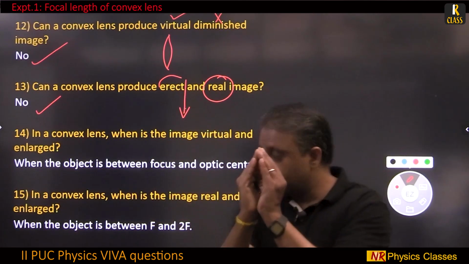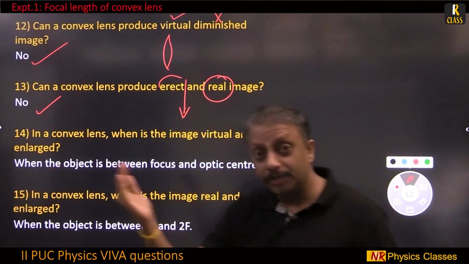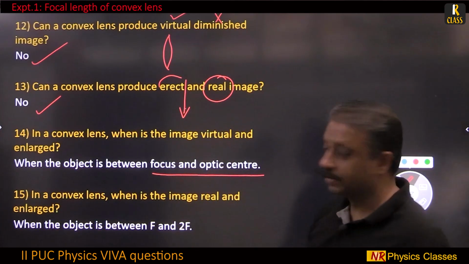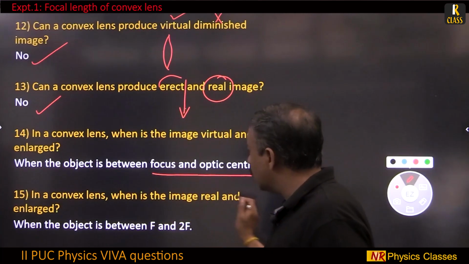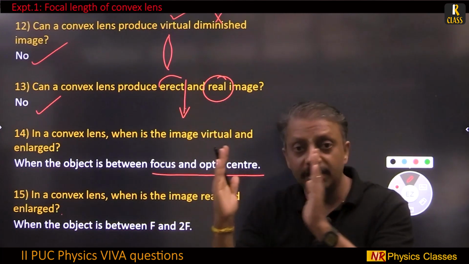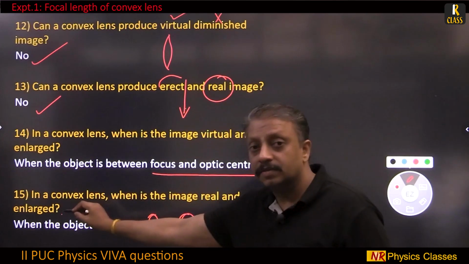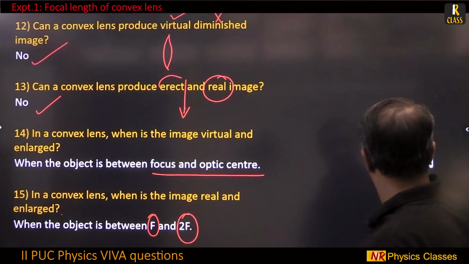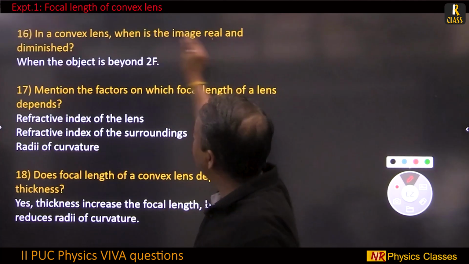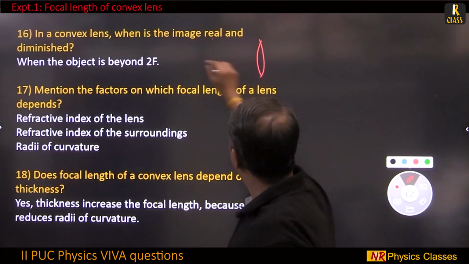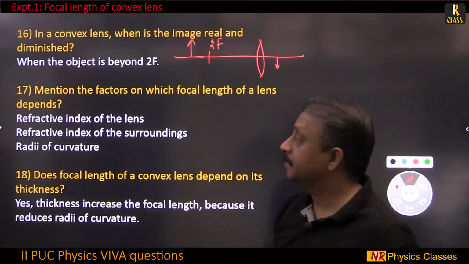In a convex lens, when is the image virtual and enlarged? When object is within the focus, between focus and the optic center. In a convex lens, when is the image real and enlarged? Real and enlarged means object is between f and 2f. Of course, it will be inverted. When is the image real and diminished? When object is beyond 2f, we get diminished, real and inverted.